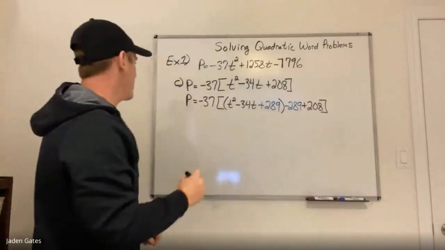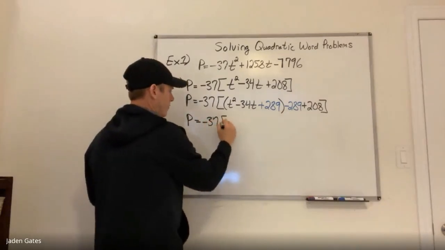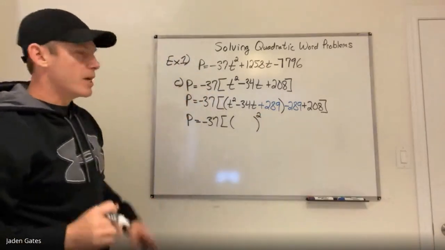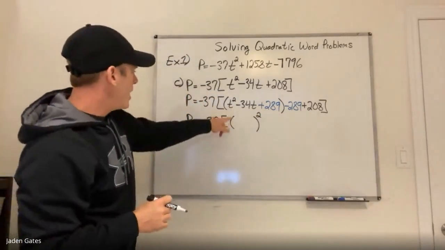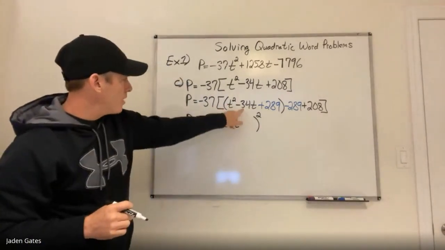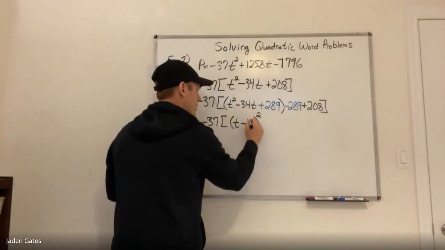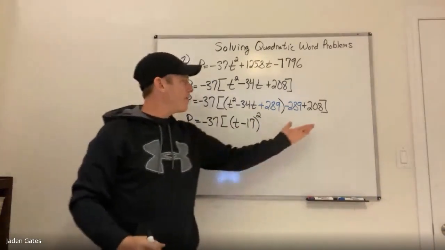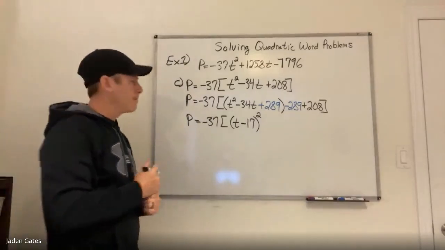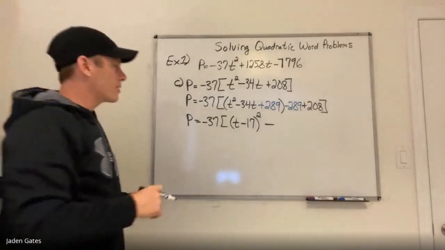All right, so now I can rewrite this. Minus P equals minus 37. In brackets, that's where we have our binomial squared. That's why we complete the square, because we have this pattern. And this time our variable is a T, so it's going to go there. And again, the number that goes there is half of the number that's in front of your T, so half of negative 34 is a minus 17. Then I have my leftover numbers there. I take minus 289 plus 208. It's going to be negative, and we'll actually end up with a minus 81.